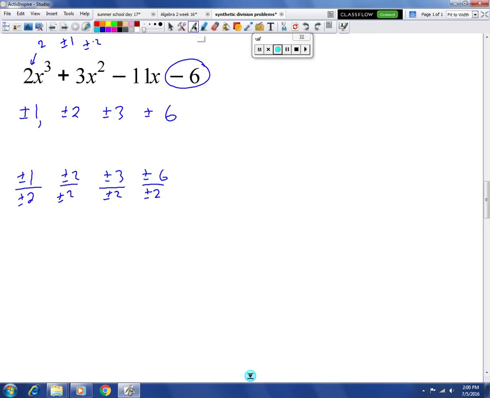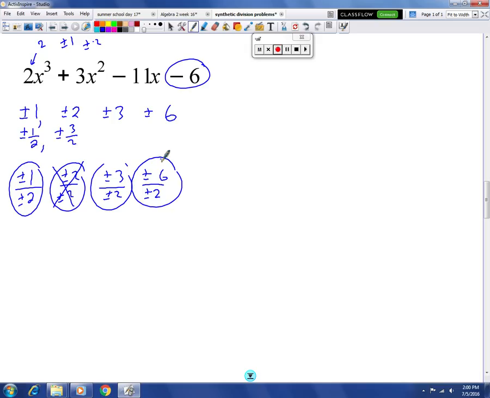Alright, now what's going to happen when I divide a plus or minus 1 by a plus or minus 2? I could get a plus or minus 1/2. So that is another potential root. This next one, plus or minus 2 over plus or minus 2, I just get plus or minus 1. That doesn't give me any more potential roots because I already have a plus or minus 1 in my list. This one will give us another potential root, plus or minus 3 over 2. And this last one, plus or minus 6 over 2, that's just plus or minus 3, which we already have. So our list is a little longer than it would be otherwise.